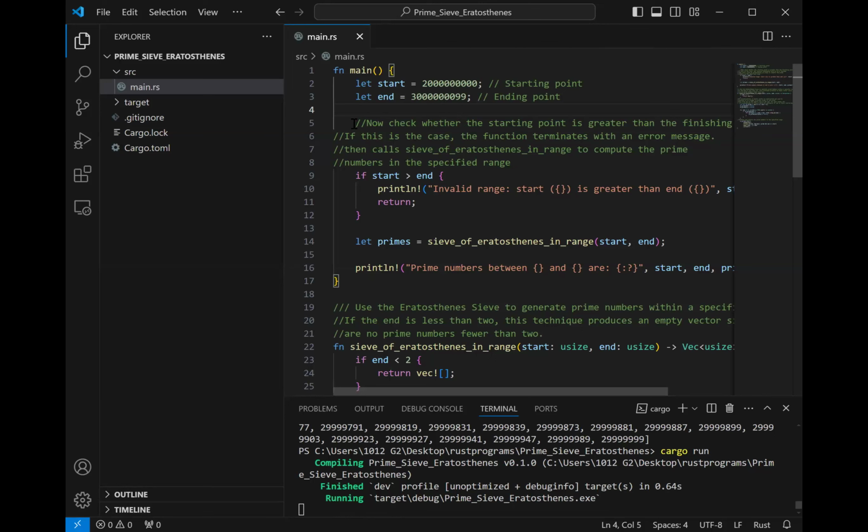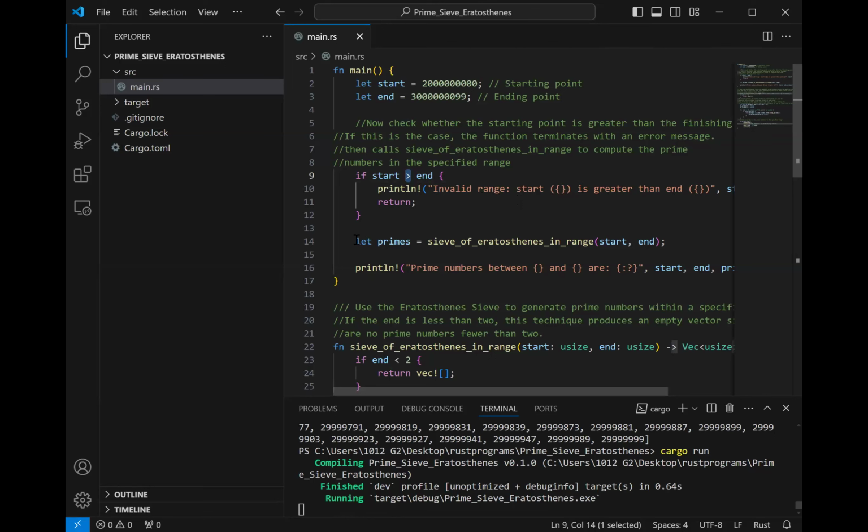Now, again, these are my notes, just notes to explain how it works. And this is what I've been saying, that if the start point is greater than end point, this symbol here means greater. So it says, if start point is greater than end point, print invalid range: start point is greater than end point. That's what it will then print.